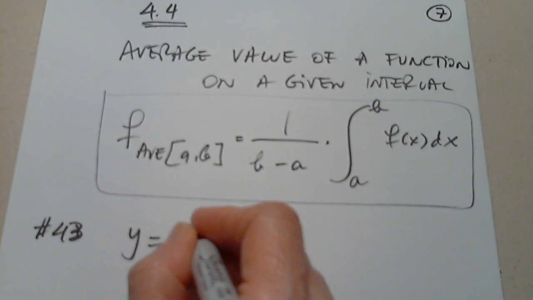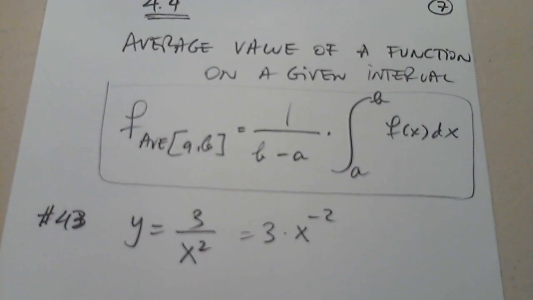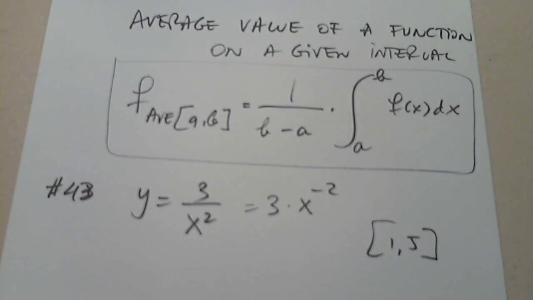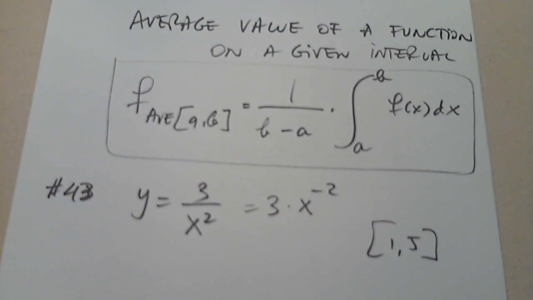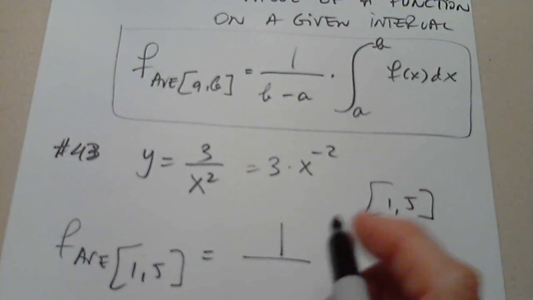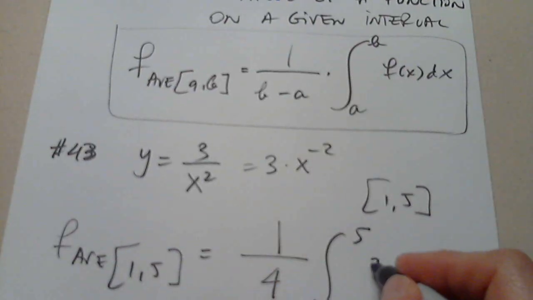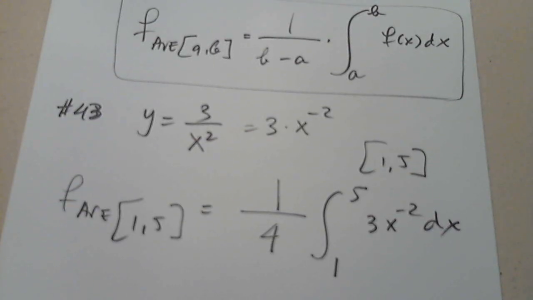In 43, we have y equals 3 over x squared, and you know that this has to be changed immediately into 3x to negative 2. The interval is 1 comma 5. So they've given us a function, 3 times x to negative 2, and they're asking us to find the f average on the given interval 1 comma 5. I have to have 1 divided by 5 minus 1, which is 4, times the definite integral from 1 to 5 of the original function, of course dx. That's the formula. We only plugged it in.